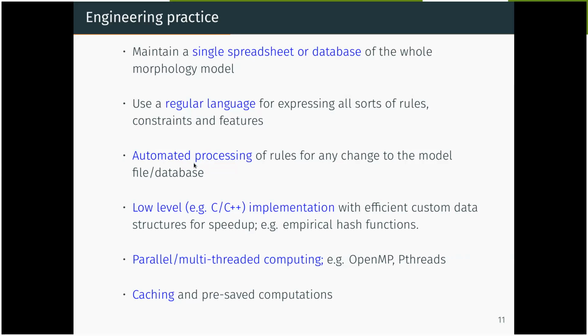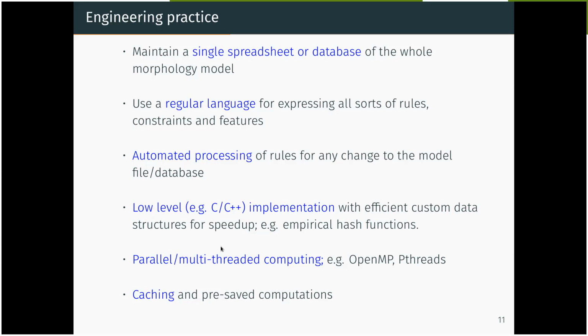The other practical thing you need to do is to make sure that you have automated processing. So if you have this database of rules, you need to have an engine. So these are the algorithms that we talked about, the engine of the morphological analyzer that is going to process the model, all of these things are part of the model. So you need to have automated processing of those. And then because of the complexity, you need to do low-level programming. So like my morphological analyzer is developed in C with a few things in C++, but basically low-level so that the things become fast.